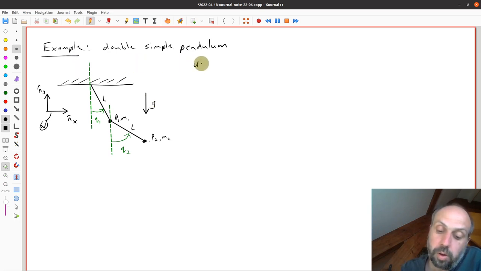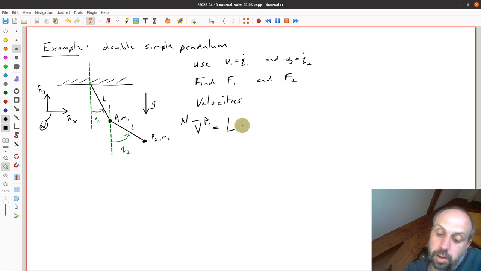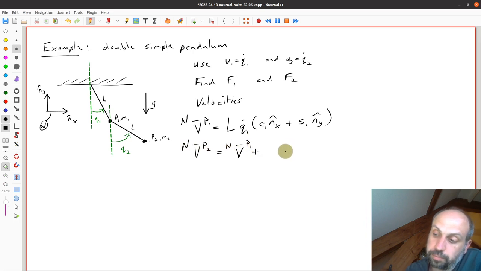All right. So we're going to use the simple definition of the generalized speeds. And our goal is to find the generalized active forces F1 and F2 associated with each of those generalized speeds. So let's write the velocities of the two particles. The velocity of particle 1 in N would be L times q1 dot cosine q1 in X. I'm just going to write everything in the reference frame here. And then the velocity of particle 2 in N is the velocity of particle 1 in N plus L q2 dot times cosine of q2 in X plus sine of q2 in Y.